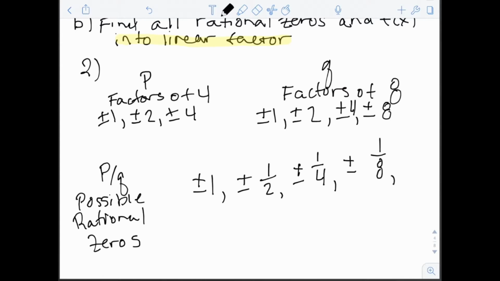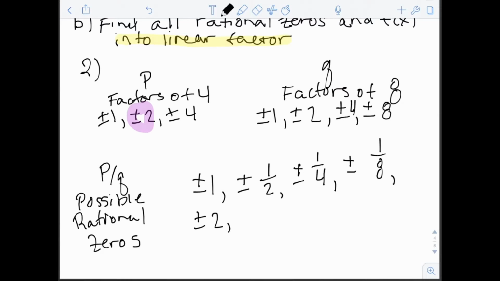All right, now we can move on to our second element, which is going to be this plus or minus 2, and divide it by our factors of our 8 or our Q. So in this case, that will be a 2 divided by plus or minus 1, which is plus or minus 2. And then we'll have a plus or minus 2 divided by plus or minus 2. Well, that's just plus or minus 1, and we already have it, so there's no sense in repeating it.